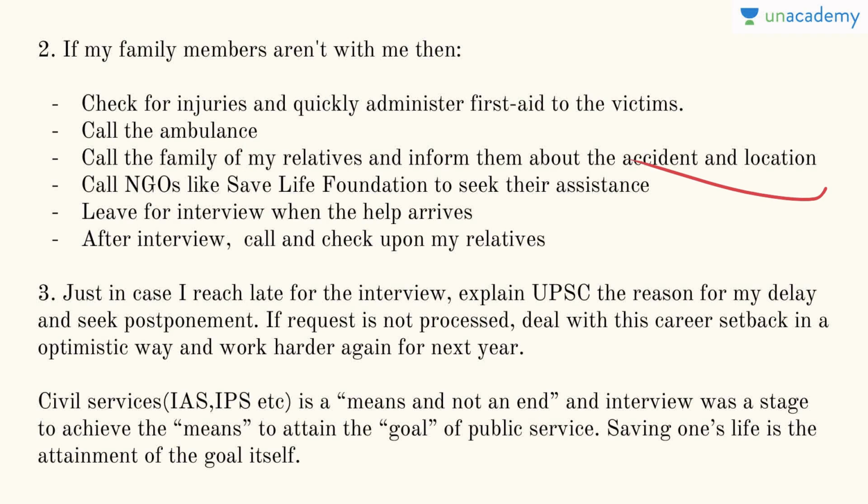Now this is the thing which you should follow, okay? Not the first or the second option. Call NGOs like Save Life Foundation to seek their assistance. Leave for interview when the help arrives. After interview, always call and check upon my relatives.